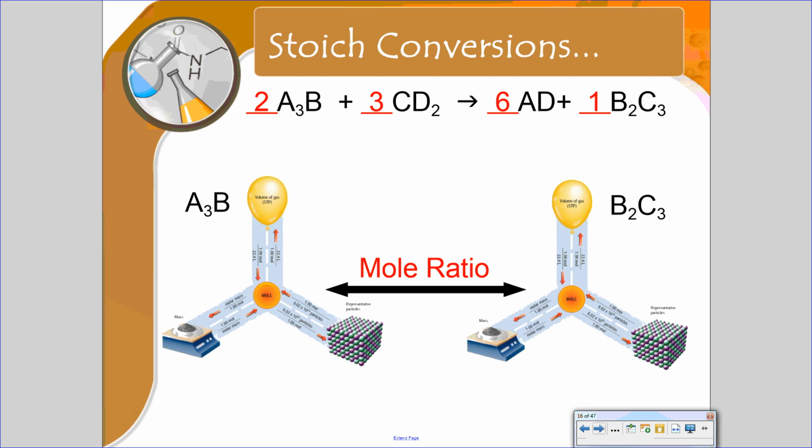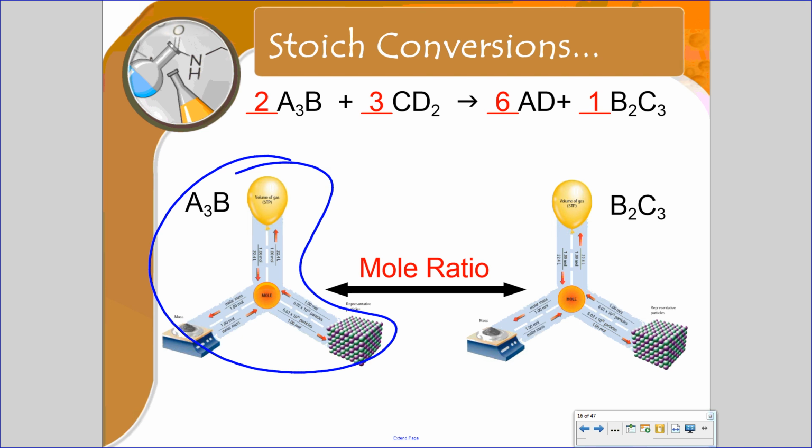All right, so this is just a fictitious reaction in which you have 2 moles of compound AB plus 3 moles of compound CB gives you 6 moles of AD plus 1 mole of BC. You would still use this dimensional analysis form of converting. If you started out in volume, you still want to get to moles. If you start out in mass, you still need to get to moles. If you start out in representative particles, you still need to get to moles. But how do you hop from one substance to another? You're going to use this mole ratio.